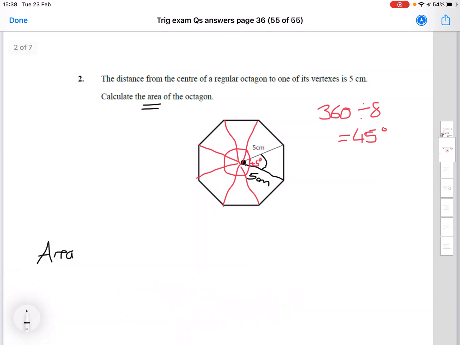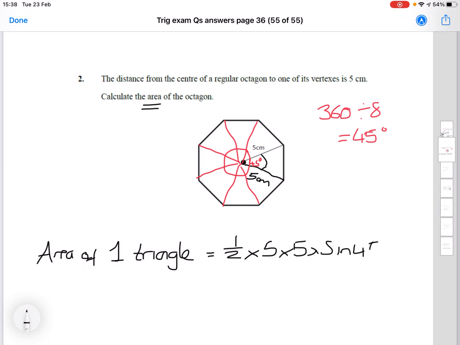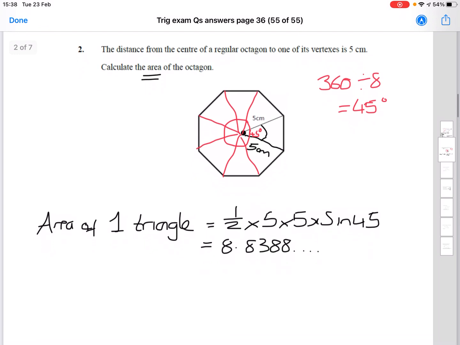So area of one triangle will be a half times 5 times 5 times sine 45. Again, if you want to label that triangle A, B and C and put the letters in, you can do. But as long as you understand how to put the numbers in the formula, I'm quite happy with that piece of work in there. So your answer here will be 8.8388, and so on. So that's one triangle, but this octagon is made up of 8 of those triangles.